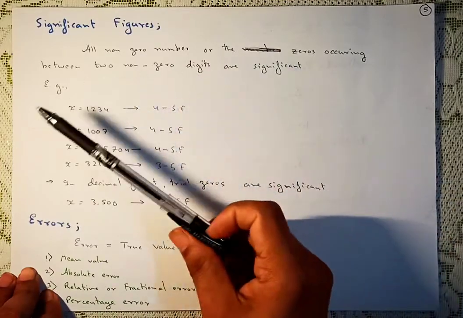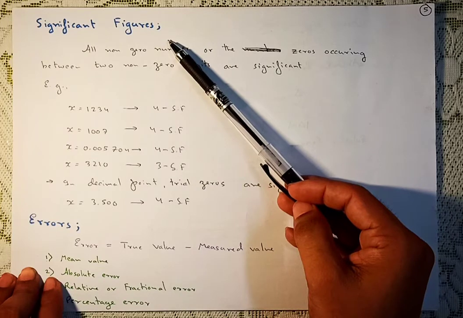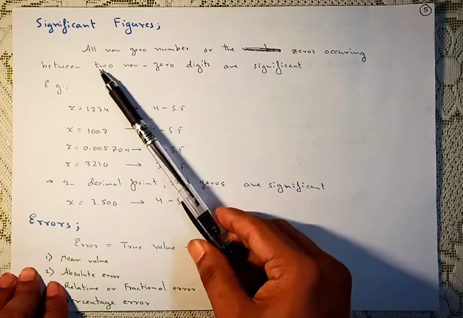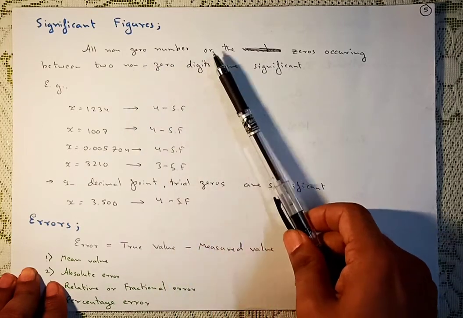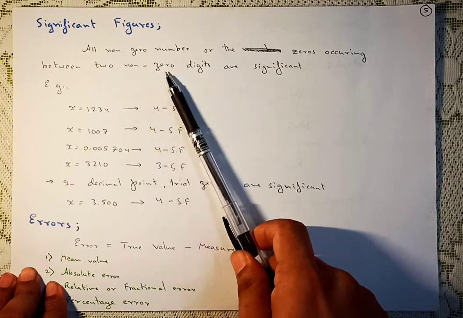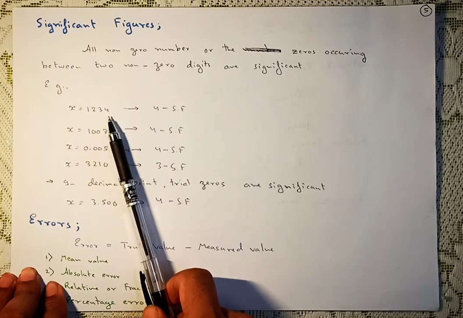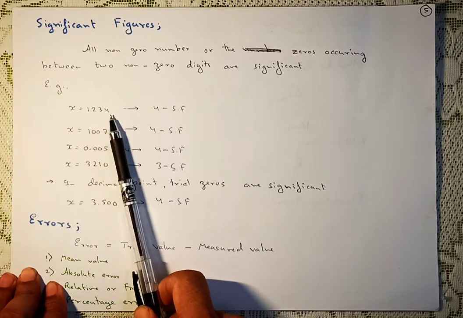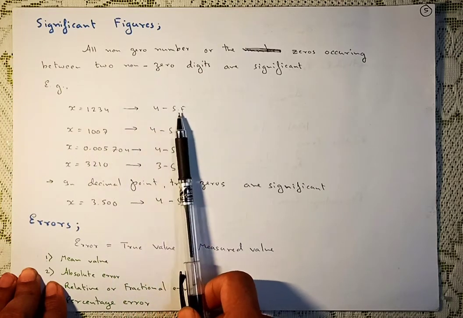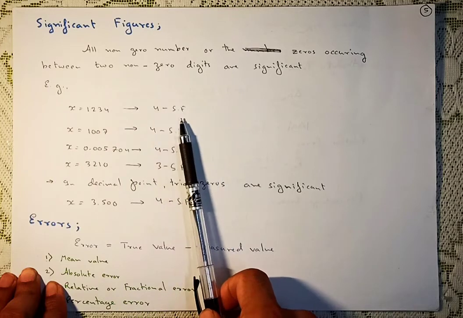Another topic, we have something known as significant figures. In this significant figures, it becomes a little important while doing some calculations. For example, out here, all non-zero numbers or the zeros occurring between two non-zero digits are significant. For example, out here x is 1 2 3 4. All these 4 numbers related to this x are the significant figures. Therefore in this case there are 4 significant figures.